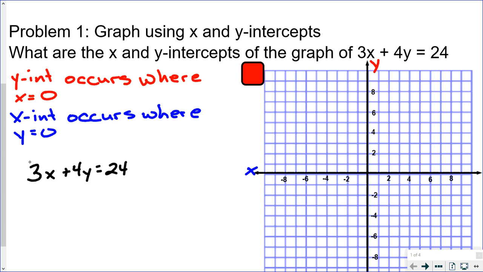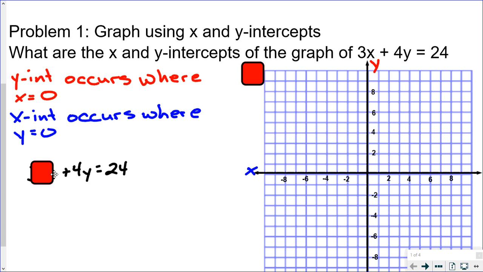So the y-intercept occurs where x is 0. So what I want you to recognize is that if I plug in a 0 for x here, 3 times 0 would be 0, and this would just disappear, right? Because 0 plus 4y is just 4y. So what I tell my students to do is just put their thumb over the x value. So put your thumb over this, and I can't put my thumb on the screen, so here's what I'm going to do. I'm just going to put that block over it.